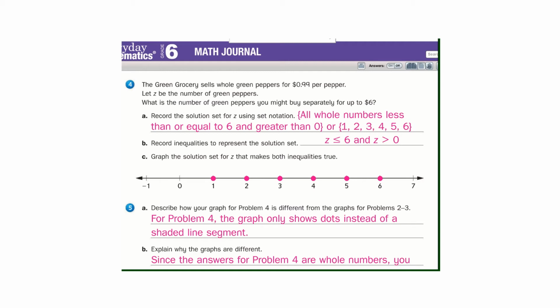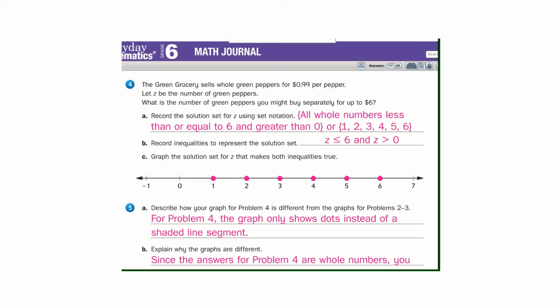Graph that on the number line. Now it's different. There's not just a line drawn. Those are points on the 1, 2, 3, 4, 5, and 6. And number 5 says, why are they different? Because they show dots. And 5B says, why? Why do they have just the dots and not the line?